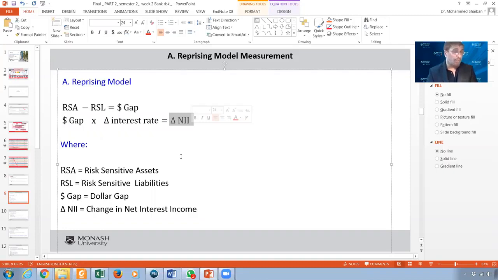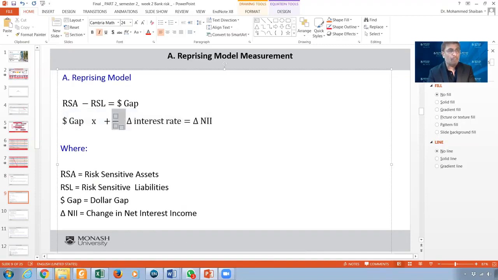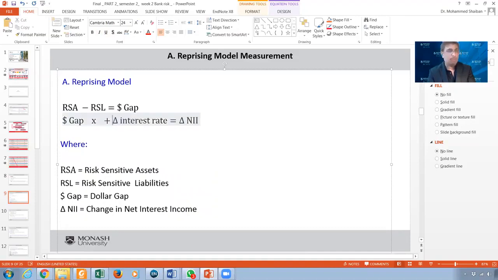So if you calculate this right, you don't have to worry about this. Just take the gap: when the interest rate increases, make it plus; when it decreases, make it minus. So a drop in the interest rate of 1%, you will make -1. An increase in the interest rate of 1%, you will make +1. It's either plus or minus, as I told you, and then the gap is here. So the issue is calculating the gap.